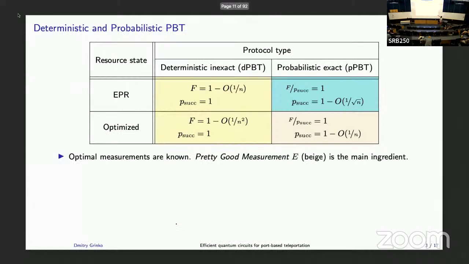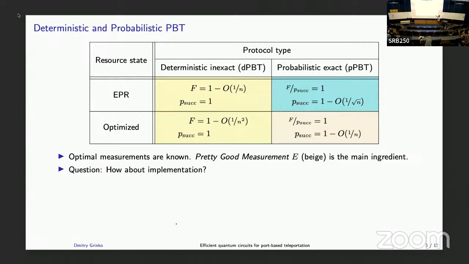The colors here correspond to different measurements. It turns out that all those different types of PBT have different measurements. Actually, these two have the same measurement, this has another measurement, and this has the third measurement, which is optimal for it. All those optimal measurements were already understood some time ago. It turns out that the pretty good measurement, which we also call the standard PGM, which is in this box, is kind of the main ingredient for our construction. So we'll focus on it later in the talk.